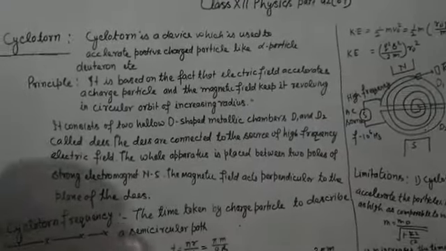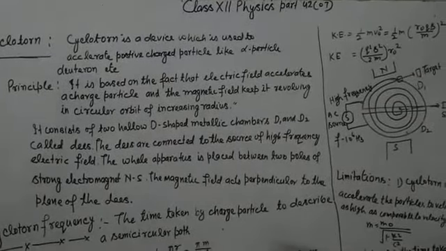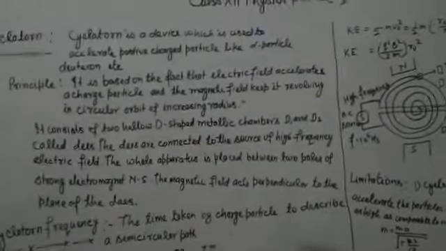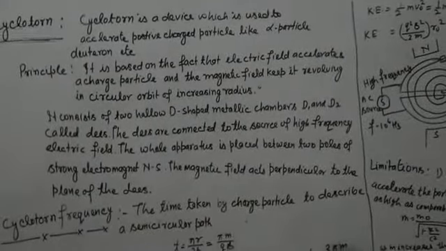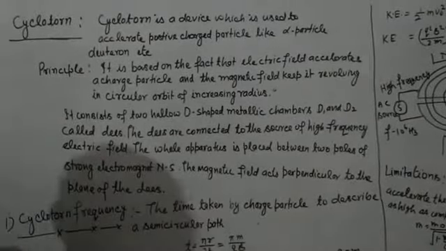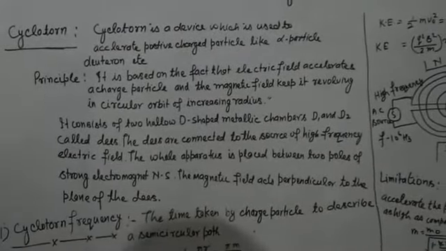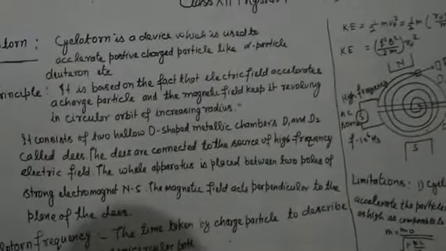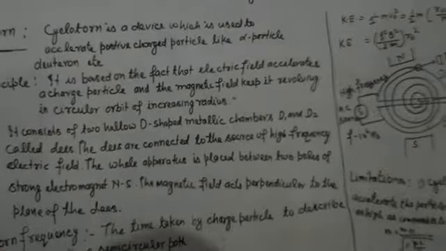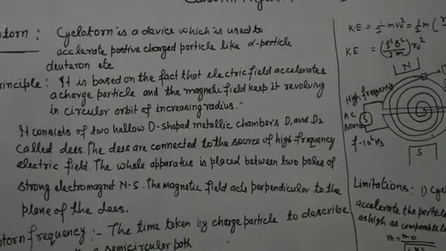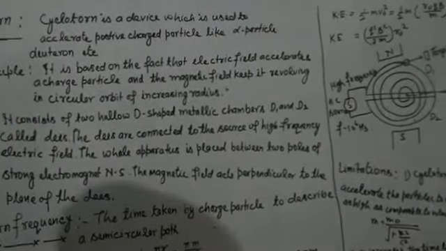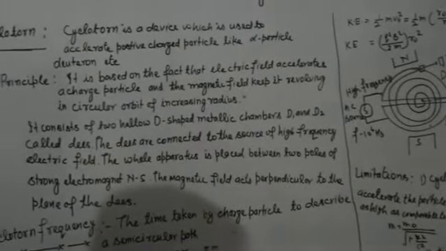Cyclotron is a device which is used to accelerate positively charged particles like alpha particles. The principle of this cyclotron is based on the fact that the electric field accelerates a charged particle and the magnetic field keeps it revolving in a circular orbit of increasing radius.